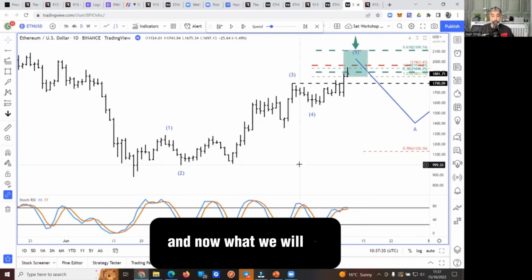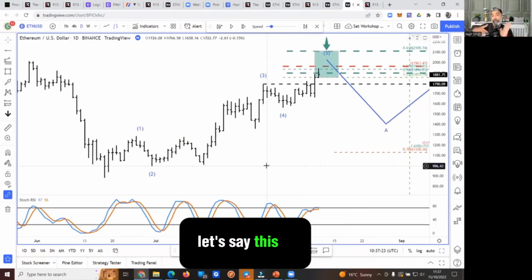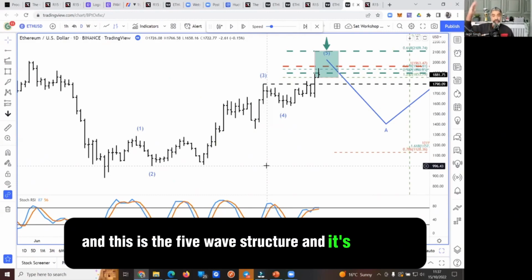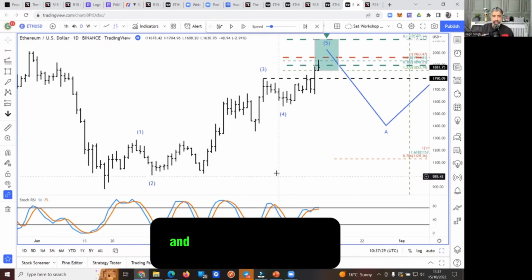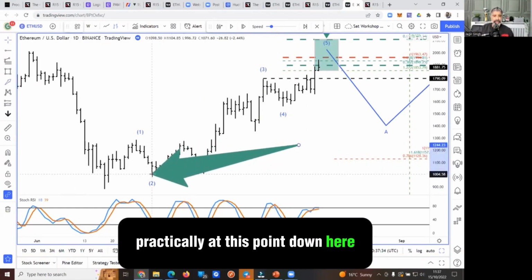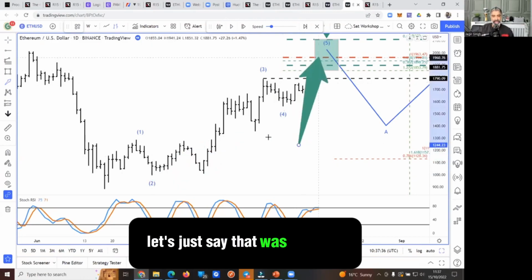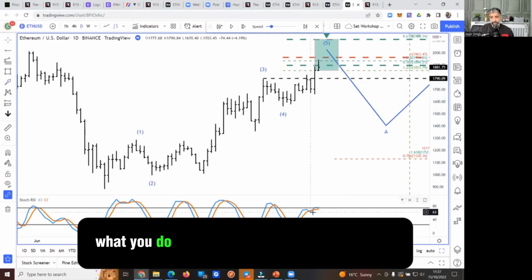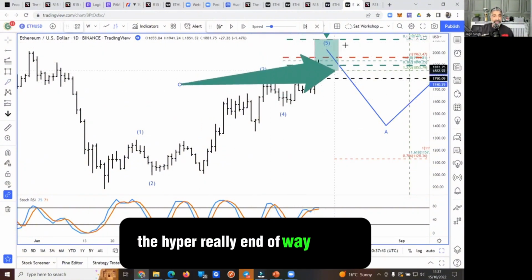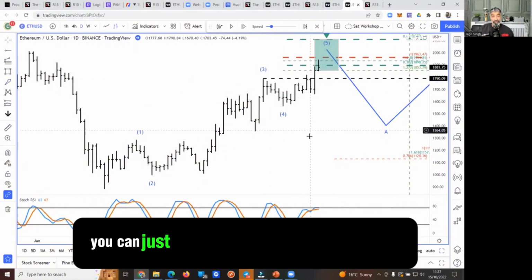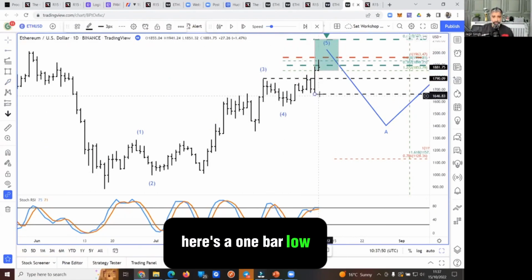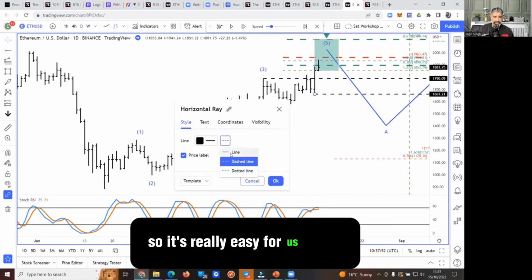And now what we will do, let's just say we're long on this. Let's say this is the wave 3 that we're looking to trade on Ethereum, and this is the 5-wave structure, and it's unfolded. And we are practically at this point down here, and we're looking to trade all this. Let's just say that was the case. What you'll do is when you're coming towards the high probability end of wave 5 zone, you can just trail your stop loss on a 1-bar low. So you literally just go, right, here's a 1-bar low. Let's just make it red so it's really easy for us to see.